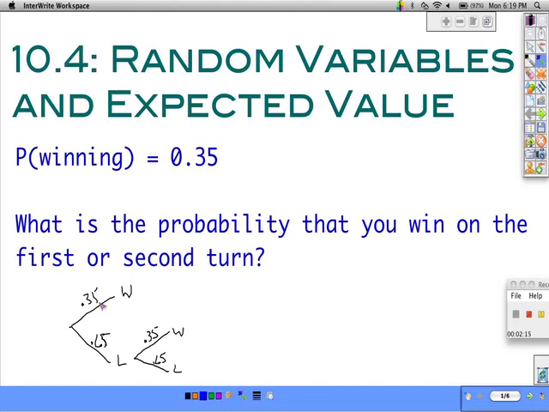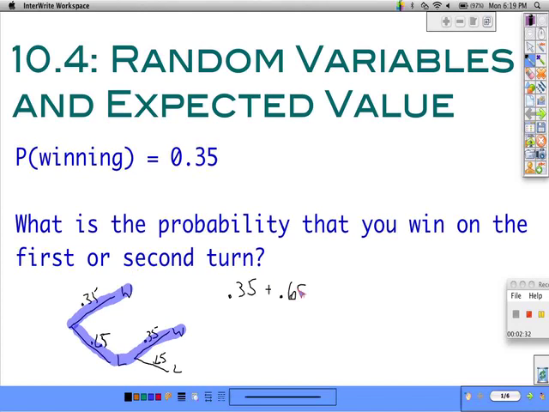And so what we have are two paths that lead to success for us. The first path has a probability of 0.35 plus the second path, which we would need to find by doing 0.65 times 0.35. And this again is equal to 0.5775.